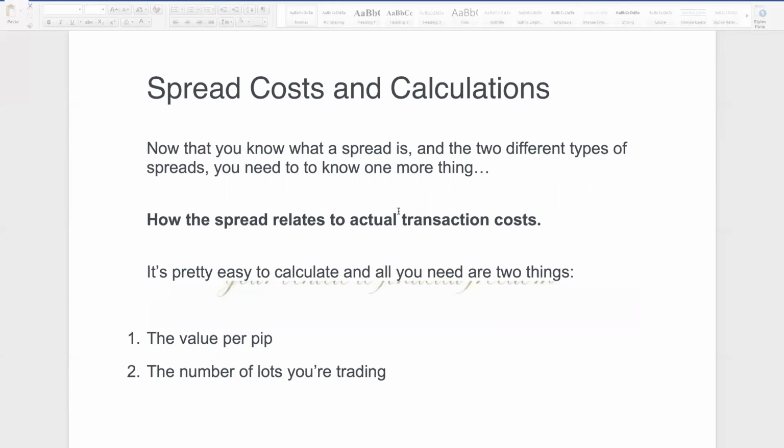So when you want to calculate the transaction cost, the cost of doing business, remember, whenever you want to start a business, you need capital. That's the cost of doing business. So in Forex trading, you need to pay the spread to the broker because they've given you access to the market from the interbank market.